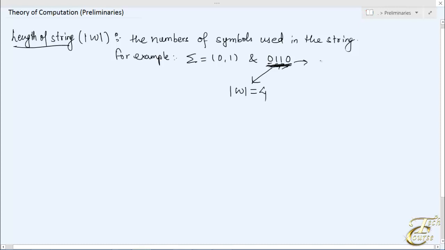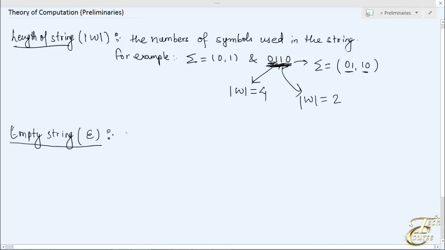But if the alphabet is {0, 1, 10}, then for the string 10, this is one symbol and this is another symbol. So this whole is counted as one and this whole is counted as another. So the length of this string in that case is 2. Next, empty string, which is denoted by epsilon. It is a string having length 0, that is |w| equals 0.